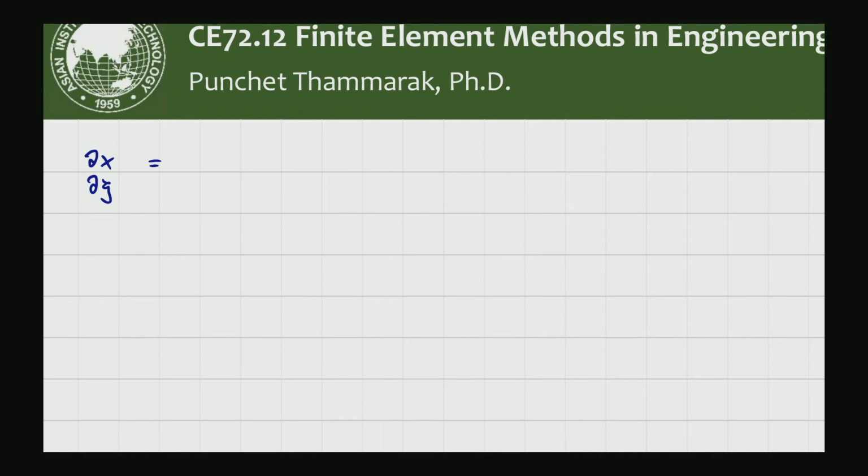This is going to be equal to the summation of xi times the partial derivative of phi with c, right? And then you sum it up.